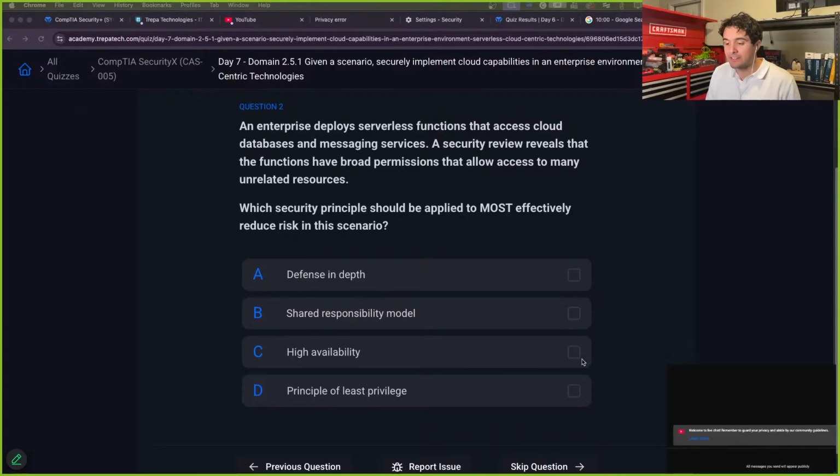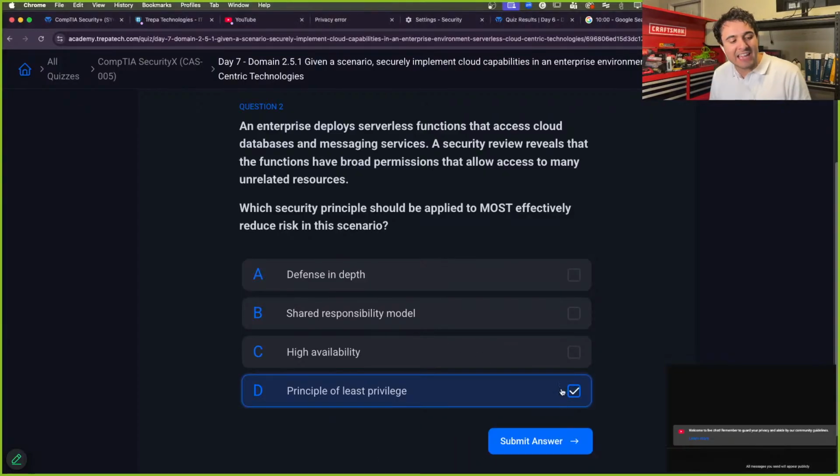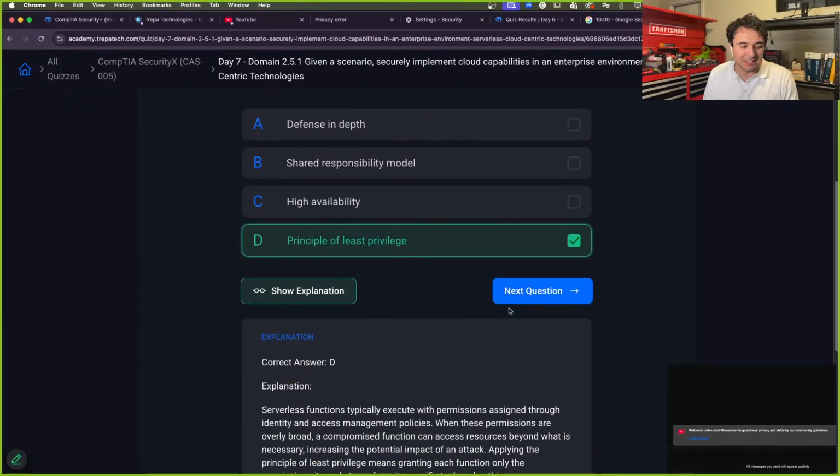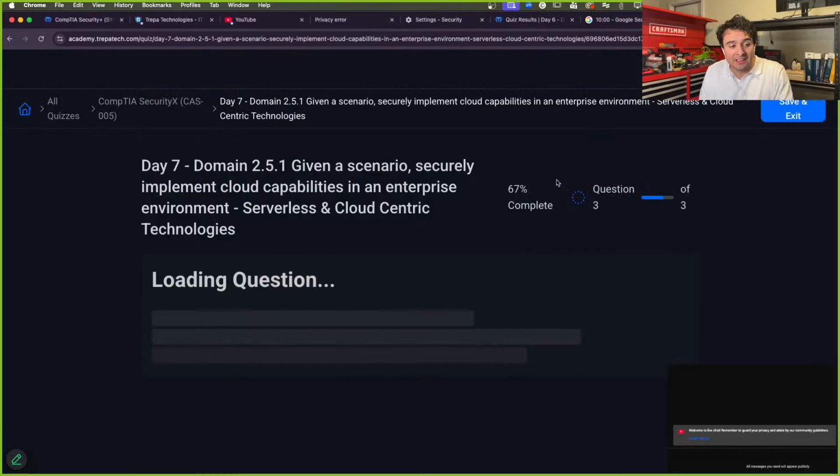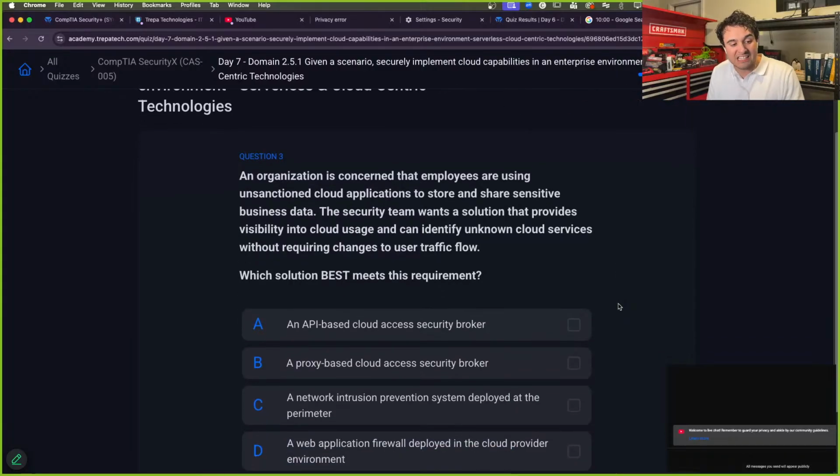So yeah, D, right? D. I would have taken A too. You always need good defense in depth, but yes, principle of least privilege. Even in a serverless environment, you still need good IAM.